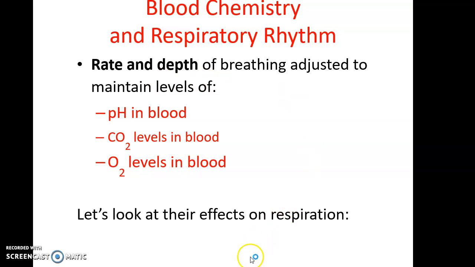So the thing that is important for respiration is the levels of carbon dioxide in the blood and the blood's pH. These are the two things that have the greatest effect on the rate and depth of breathing. Oxygen levels in blood do as well a little bit, but those have to get pretty extreme to affect the breathing rate. The primary effectors are carbon dioxide levels and blood pH, and it turns out carbon dioxide levels affect blood pH. So it's not surprising that these two are linked.